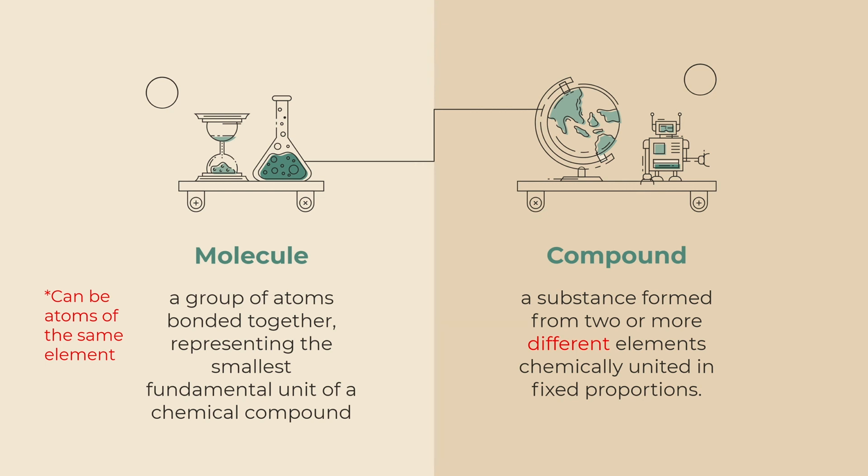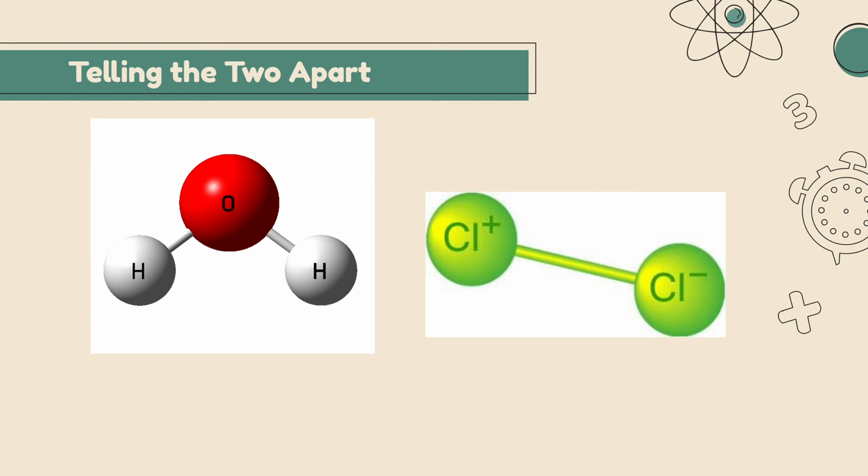So the main thing to remember about a compound is that it actually must have at least two different elements bonded to one another, where a molecule could be made of just one element or multiple. For an example, let's try identifying these two chemicals as either a molecule, a compound, or both. Let's start with the one on the left.